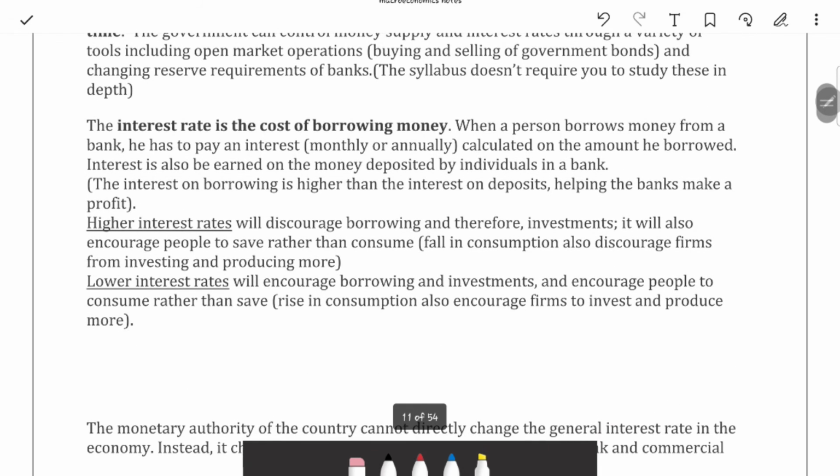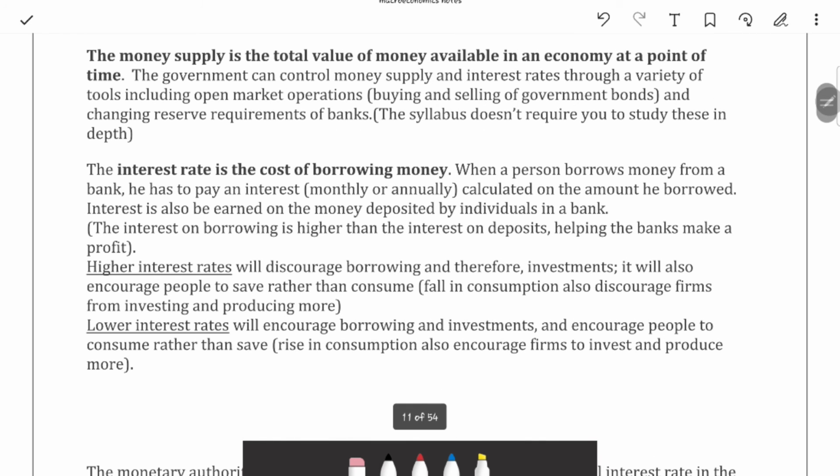Okay, now let's have a look at the interest rate with the relationship of borrowing. Now, when a person borrows money from the bank, they have to pay an interest. Okay, so they have to pay an interest. Now, this interest is simply done so that the bank can make some profit. It's a business. A bank is a type of business.